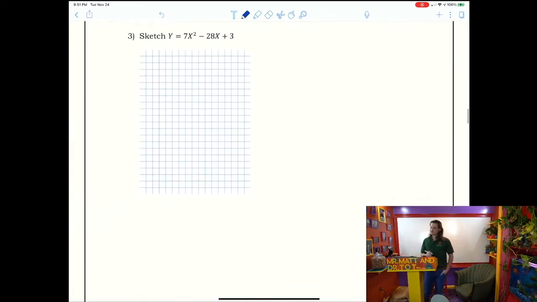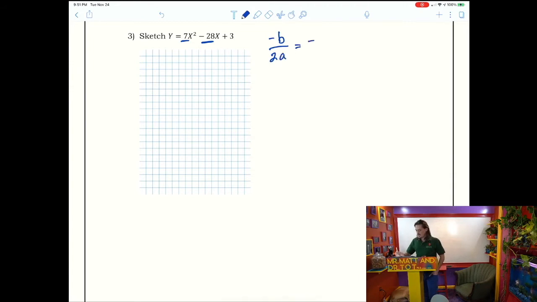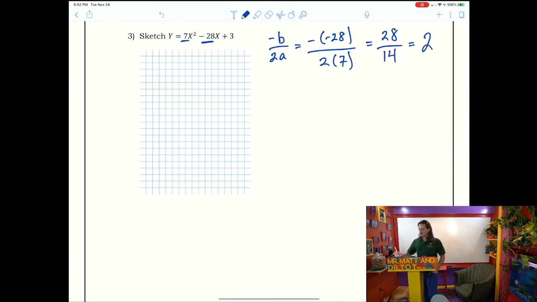I'd like you to look at y is equal to 7x squared minus 28x plus 3, please. Take a few moments, pause the video, and then look at the solution. So here our b value is negative 28, our a value is 7. So evaluating negative b over 2a, we're going to get negative negative 28 over 2 times 7. A negative times a negative is a positive, so that's going to be positive 28 over 2 times 7 is 14. 28 divided by 14 is a positive 2. So x is equal to positive 2 is our axis of symmetry.